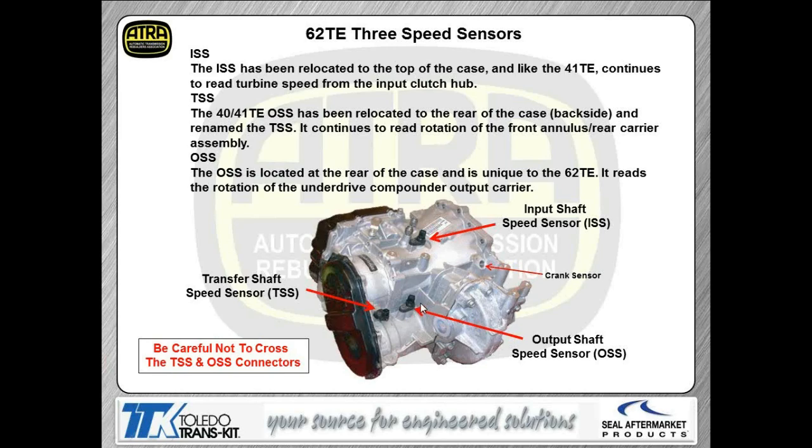it. That's the OSS. Now what you want to do is you want to be careful we don't cross these 2 connections right here. They're very close together, and the connectors are the same, so it wouldn't be a problem to actually swap those by mistake. So if you do that, just be careful because you'll be chasing ratio codes and maybe erratic shift problems. You may think you have a valve body or solenoid issue, but if you cross those speed sensors, you're going to have a problem there.